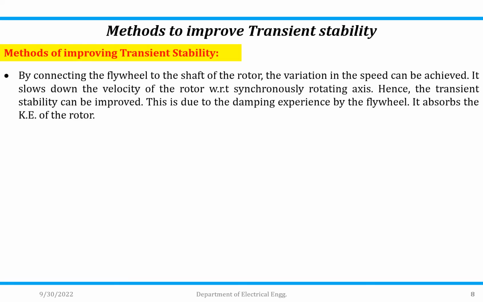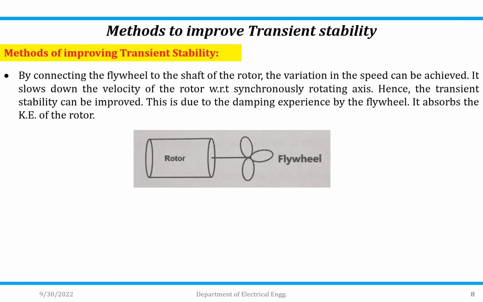Next one is by connecting the flywheel to the shaft of the rotor, the variation in the speed can be achieved. It slows down the velocity and therefore the velocity of the rotor will decrease with respect to the synchronously rotating axis. Now a flywheel is a heavy disc or a wheel that is attached to the rotating shaft. Flywheels are used for storage of kinetic energy. The momentum of the flywheel causes it not to change its rotational speed easily, and because of this the flywheel will help to keep the shaft rotating at the same speed. Therefore, the transient stability can be improved here. This is due to the damping experienced by the flywheel. It absorbs the kinetic energy of the rotor.